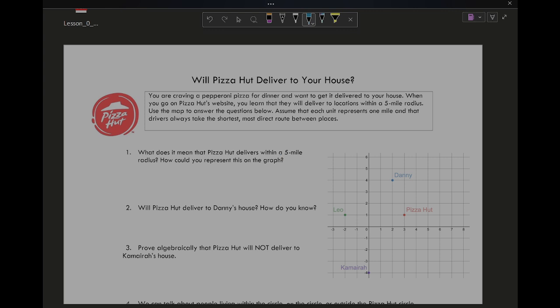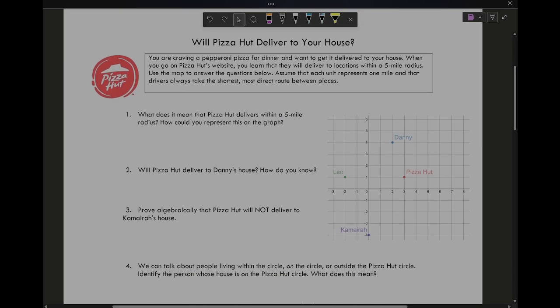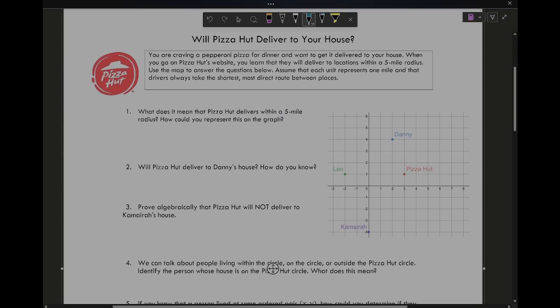We're also assuming that we could just fly a drone there. So we're going straight, straight as the bird flies.